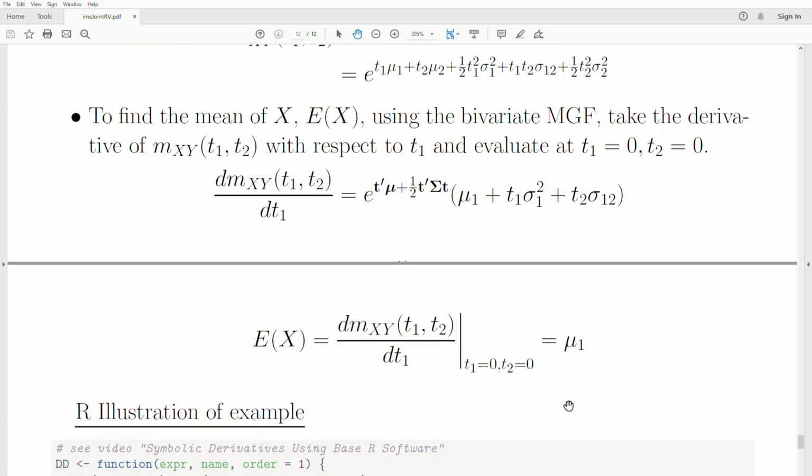Now let's evaluate it at 0. And the theorem says that's going to be the mean of X. And notice that when you plug in zeros here, we get 0 in the exponent. E to the 0 is 1. These are 0. And the only thing left is mu1, which is the mean of X. So the theorem, at least in this example, is correct.